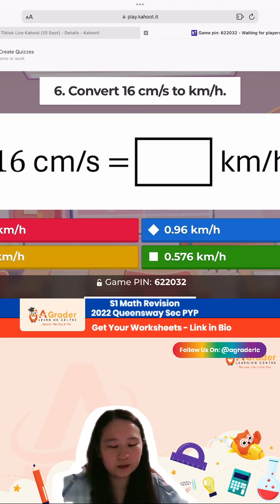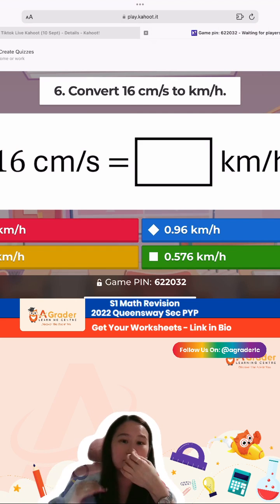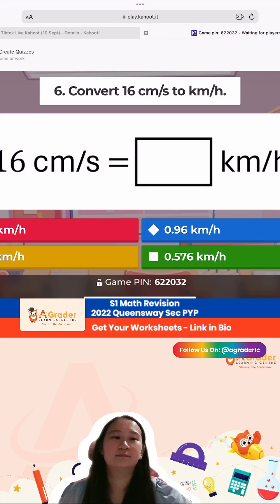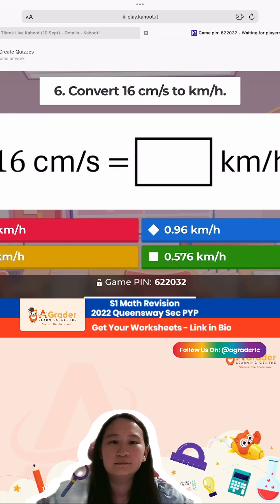Convert 16 centimeter per second to kilometer per hour. We have done this kind of question just now.